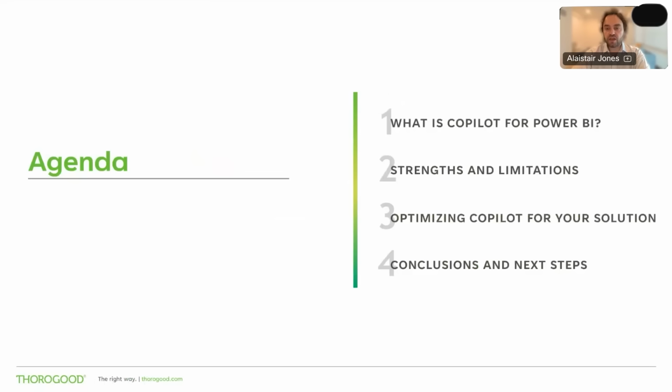So what are we going to be covering today? We'll start with an overview of what is Copilot for Power BI fundamentally. We'll then detail at present what we believe to be some of the greatest strengths and some of the limitations that need to be taken into account with the service. We'll talk about how you can optimize a solution for Copilot. So there are some steps that you can take so that those reports that you've built in Power BI are more suited to Copilot use by end users. And then we'll talk about conclusions, next steps, how to get started, and things to consider as you embark on a journey of adoption of Copilot for Power BI.